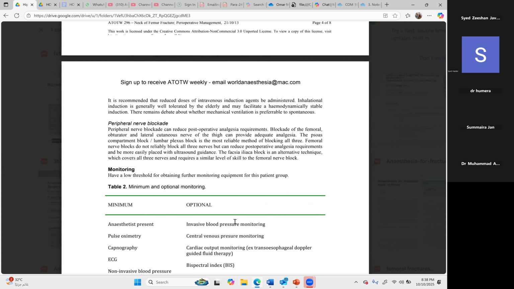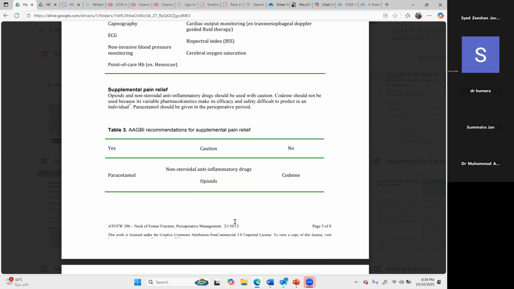They have also written psoas compartment block, but of course it's not a very common block. But if you are making the list, you have to mention it. Actually, this is a relatively older article. If you find any newer text, you will not find the three-in-one block. You will find the fascia iliaca block, the suprainguinal fascia iliaca block. Here they are not mentioning it, but in the latest texts you will find it.